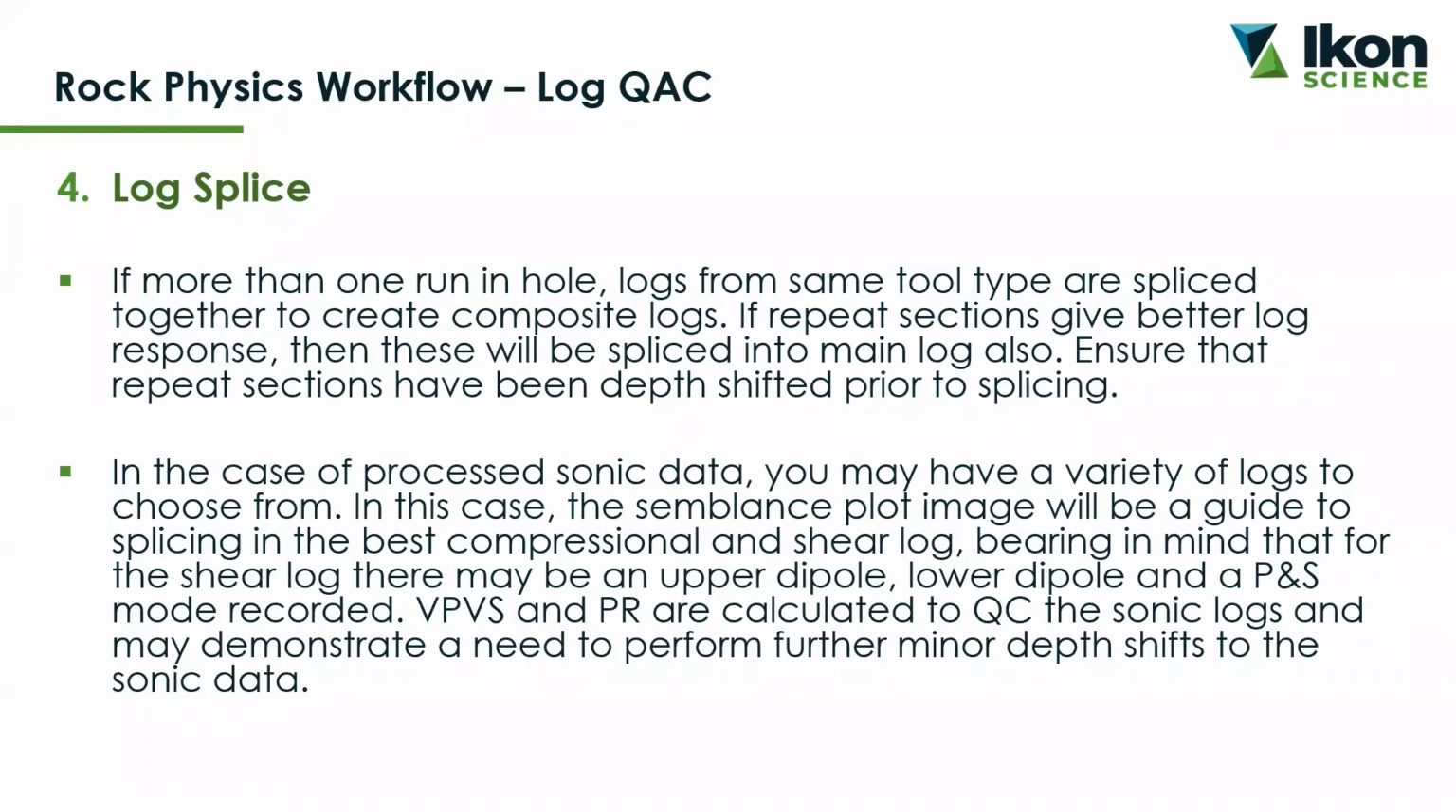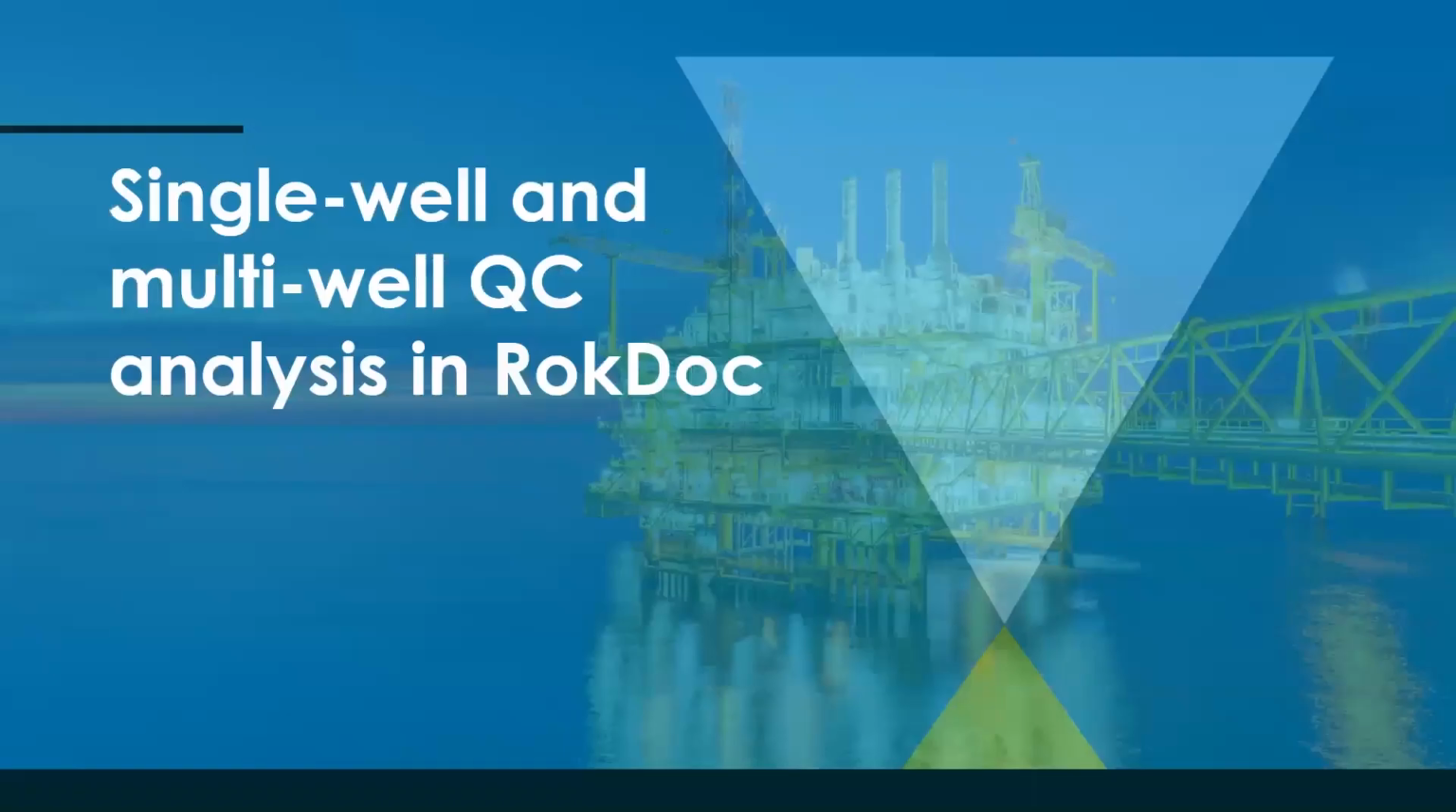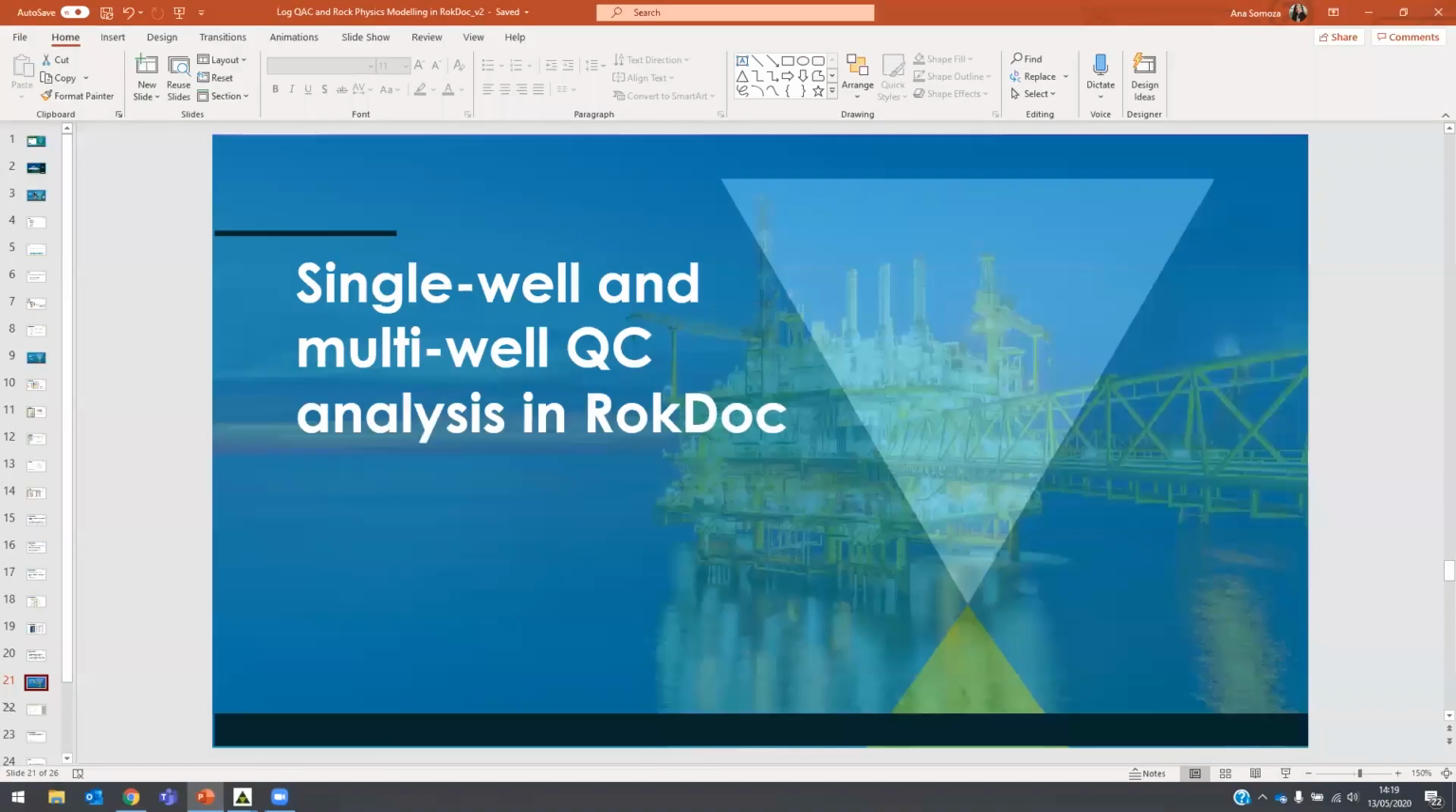For instance, that the logs have been depth shifted accordingly, if it was necessary, and it has to be done before splicing. Make sure that all the curves you have are appropriately labeled, and those labels and mnemonics are consistent across the dataset. So now I'm going to move on to the software to show you how to do this QC analysis.